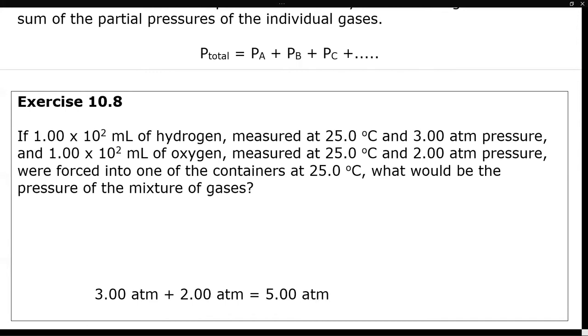The math is not hard, but I just want to make sure you have the concept that those pressures are additive as long as you're at the same volume and the same temperature. That is, you're talking about gases in the same container under the same conditions.